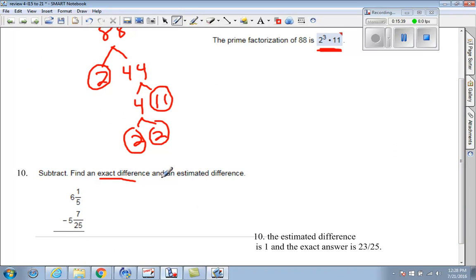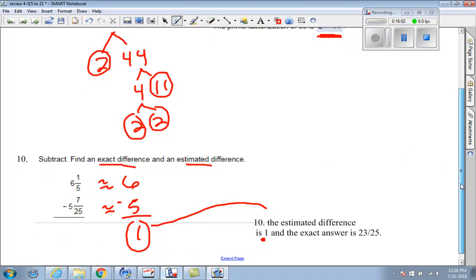Okay, let's try the next one. It says find the exact difference and the estimated difference. Well, I want to talk about the estimated difference. 6 1/5 is awfully close to 6. It's like 6 and some change, right? And 5 7/25 is awfully close to 5. So 6 minus 5 is 1. So that's going to be your estimated difference of 1. That's just an estimate, like a ballpark, right?